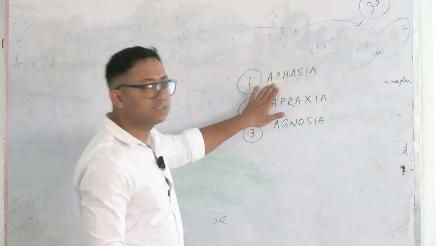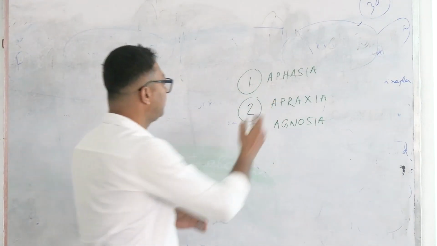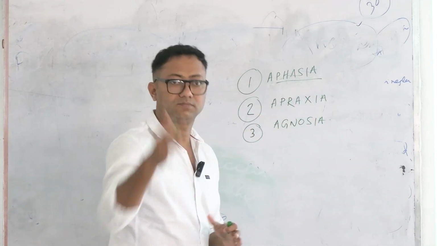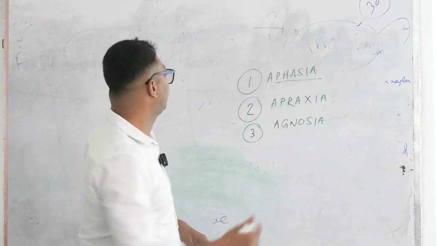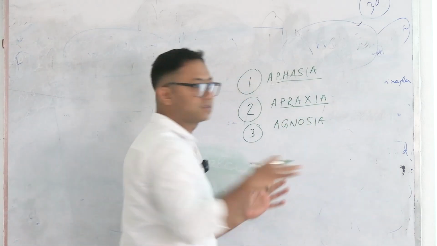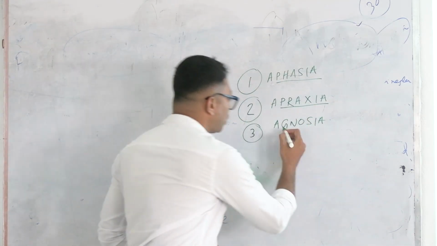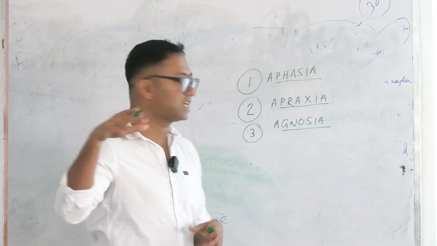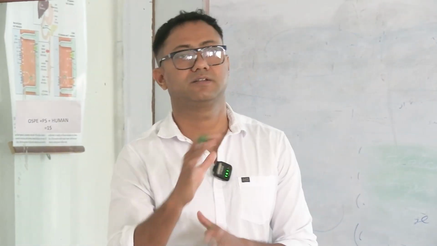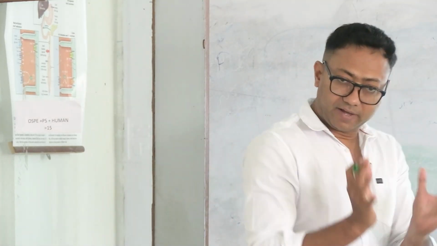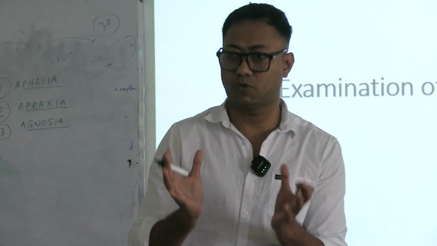So A means inability. Cognitive functions are phasia, meaning able to understand language and speech. Praxia means ability to perform fine motor activity. Gnosia, G-N-O-S-I-A, means identifying an object.